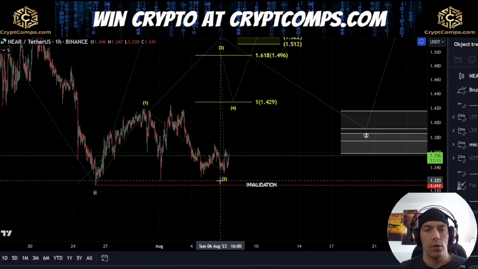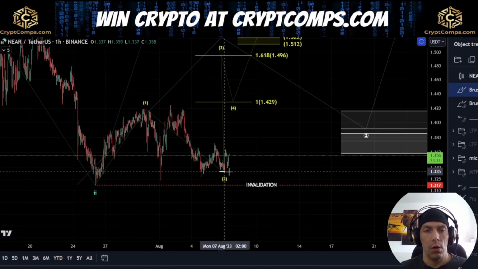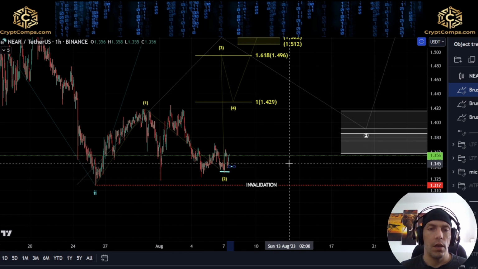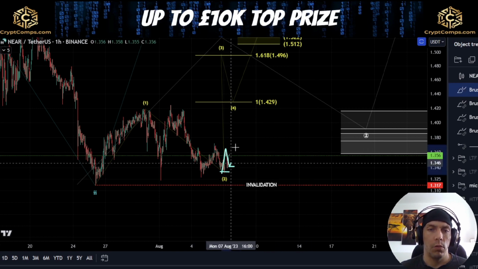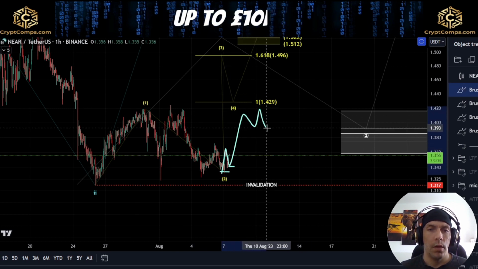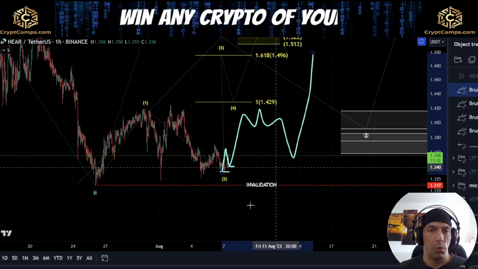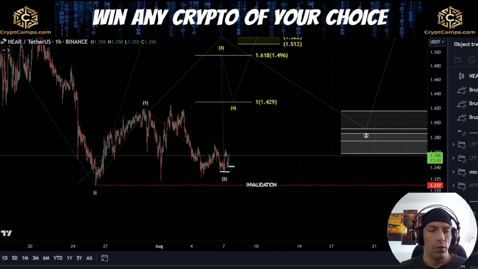If we do, however, start to see price holding these lows here, what we could start to see then is that this could become 1, 2, we'd get a bigger 3, 4, 5, get another 3-wave move down, and then we'd be looking for that continuation to the upside here.